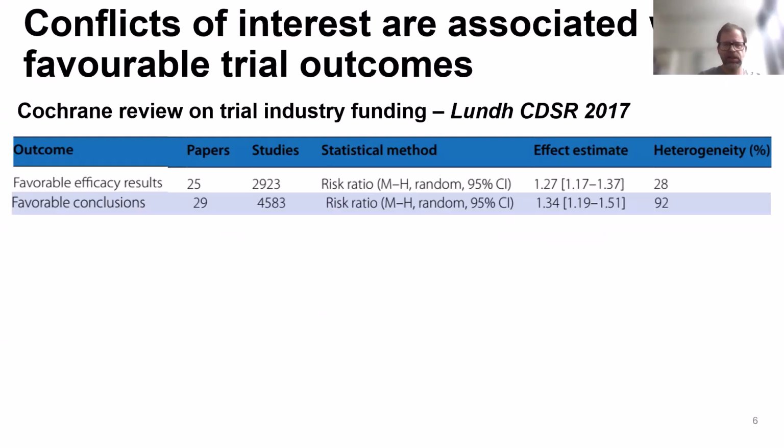One of the studies was our Cochrane review back from 2017, is the latest version, where we looked at trial funding, and we could see that there was an association between receiving industry funding and having statistically significant results in favor of the trial funder. In line with this, also having favorable conclusion and having received industry funding.